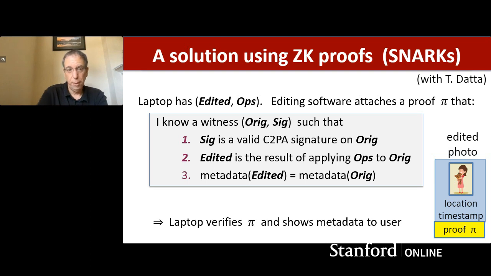Okay, so I hope this is clear. The SNARK statement here is very specific: the laptop has the edited image and these operations, and the SNARK proof is proving these 3 statements that I just wrote here. Okay, so that's the idea.